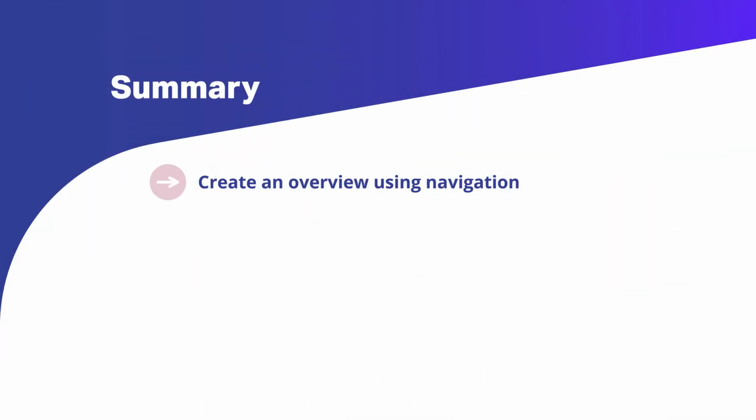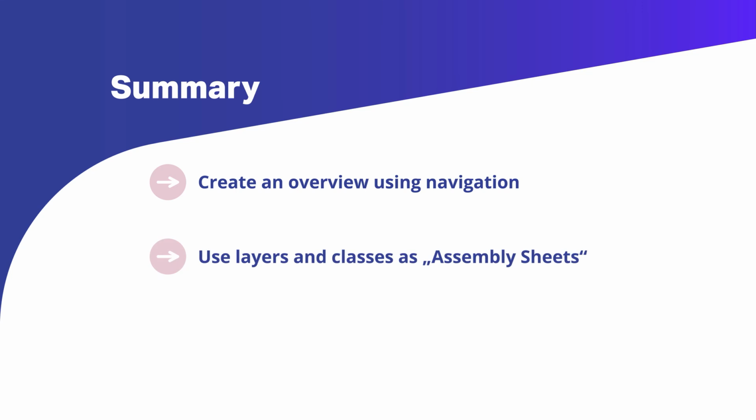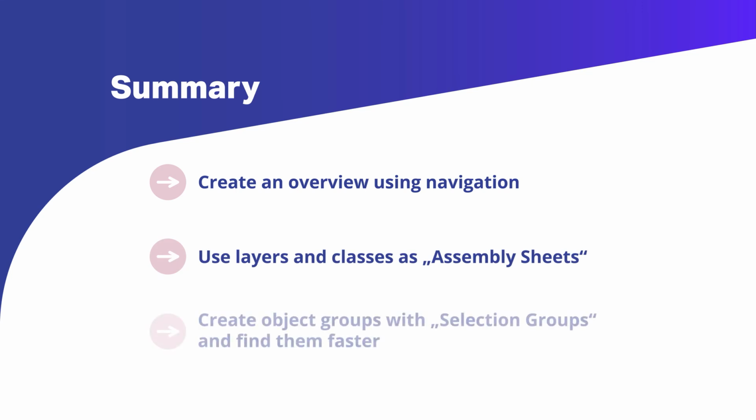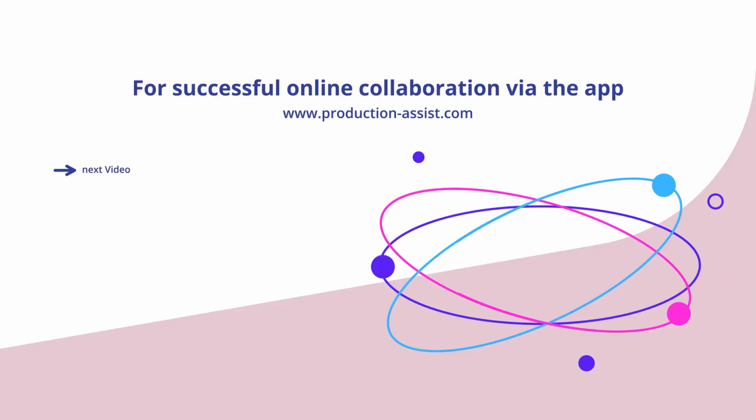Remember, using navigation, you can create a plan structure to get an overview and access it in the renderer. Layers and classes can also be created as assembly sheets. Selection groups help you to select the objects in the scene tree and in the drawing more quickly. We will be happy to answer even more questions in the next video.